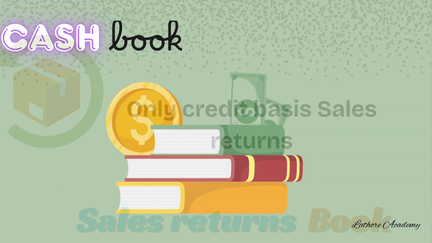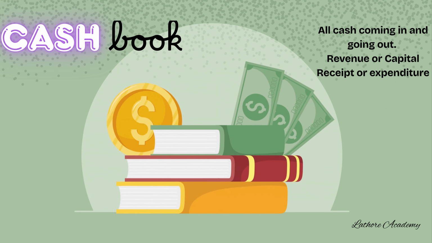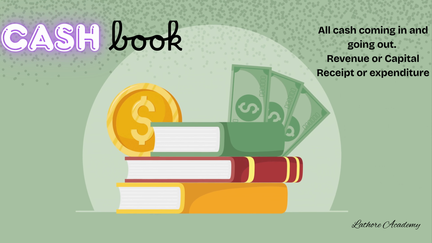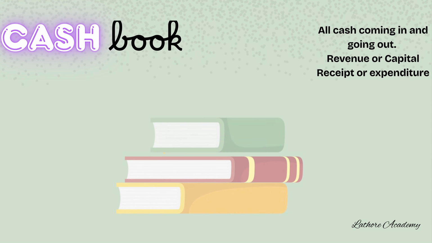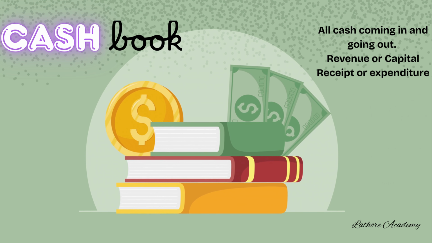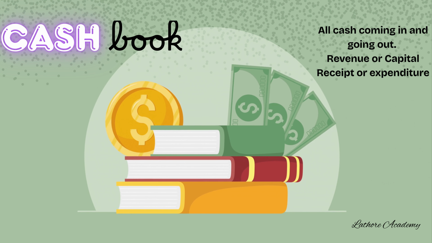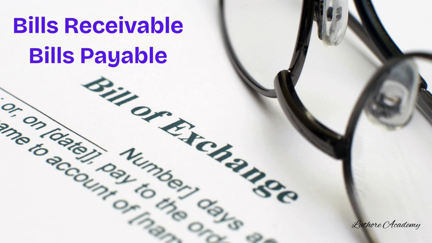The next type of book is the cash book, where we record cash transactions, bank related transactions, and discount related transactions. There is a separate chapter called cash book, which we will discuss in detail. With respect to bills receivable and bills payable books, we will discuss them in detail in the bills of exchange chapter, so we are skipping them for now.